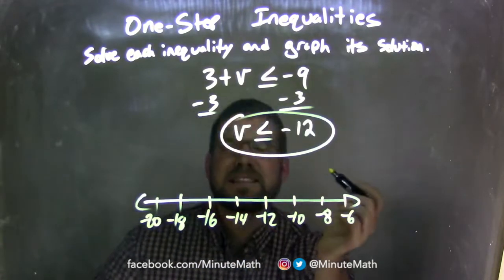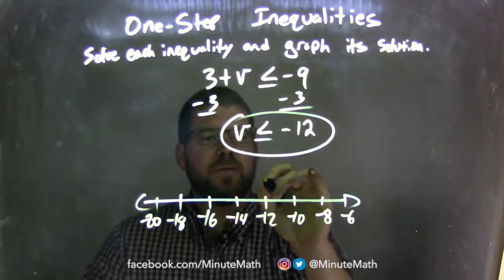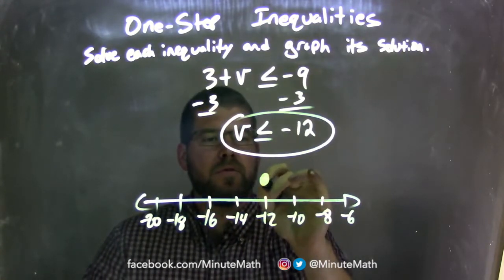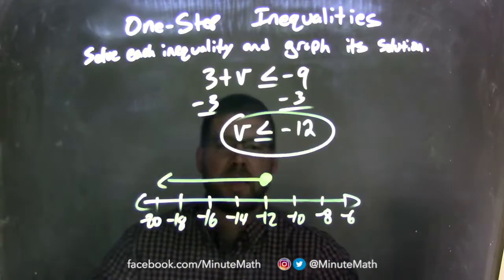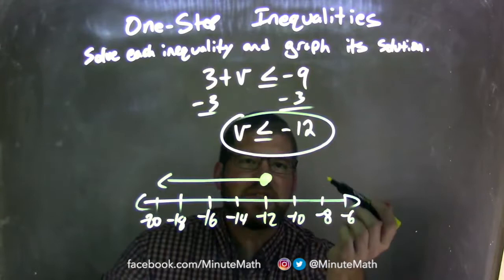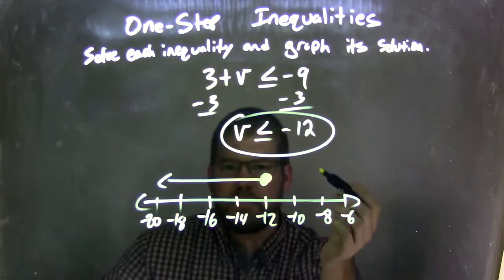Okay, so b is less than or equal to negative 12. The equal to sign gives me a closed circle right there. And the less than sign puts the arrow to the left. And there we have it. We have a graph here that matches our inequality of b is less than or equal to negative 12.